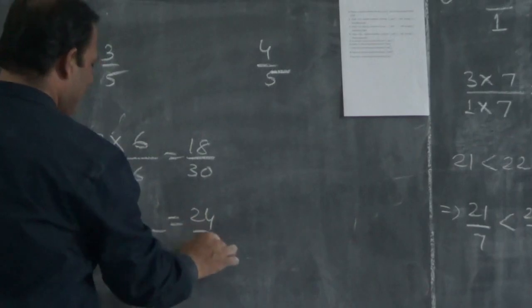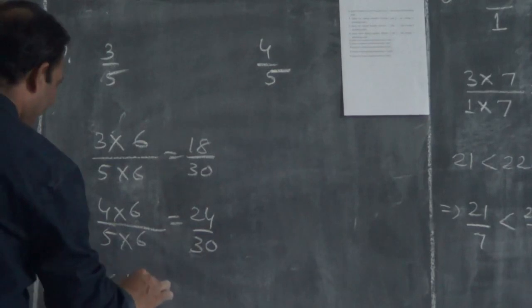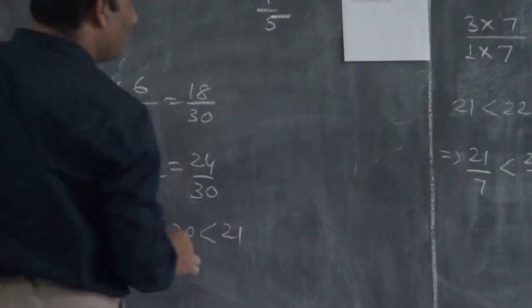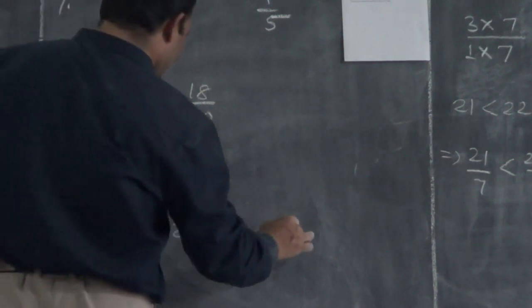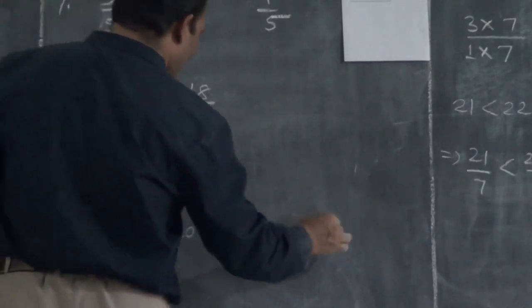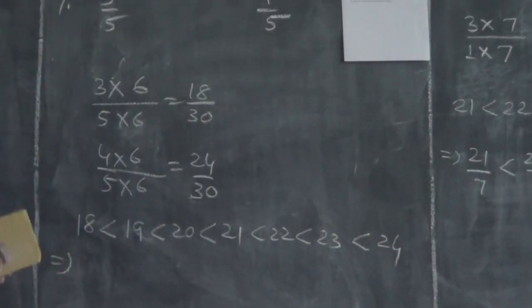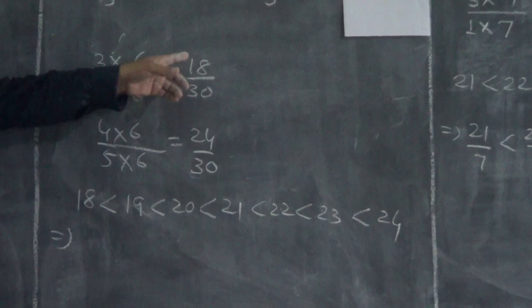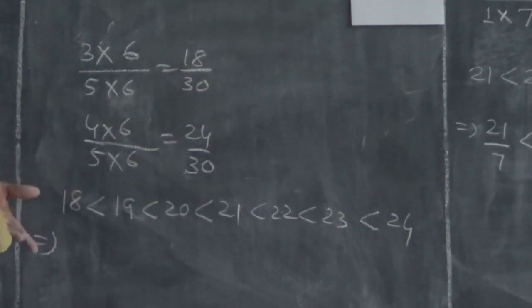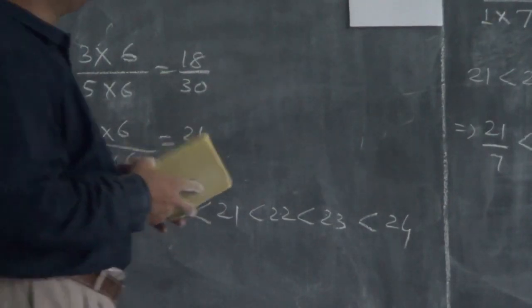24 by 30. And then now you have to write 18 less than 19 less than 20 less than 21. How many numbers? 5 numbers. Less than 22 less than 23. 1, 2, 3, 4, 5 less than 24. That implies 18 by 30 less than 19 by 30 less than 20 by 30. Just write 5 numbers. Your 5 numbers are right. So this is the most convenient method.